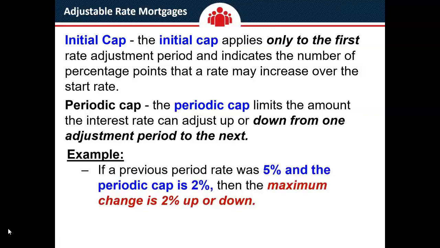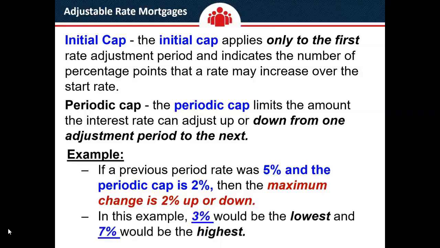For example, if the previous period rate was 5% and you have a periodic cap of 2%, what's the highest your rate can go up or down? Well, if you're starting at 5% and you have a periodic cap that can adjust up or down by 2%, then the lowest your rate can be is 3. If you're starting at 5 and it can go down as much as 2, that means it can go down to the lowest of 3.